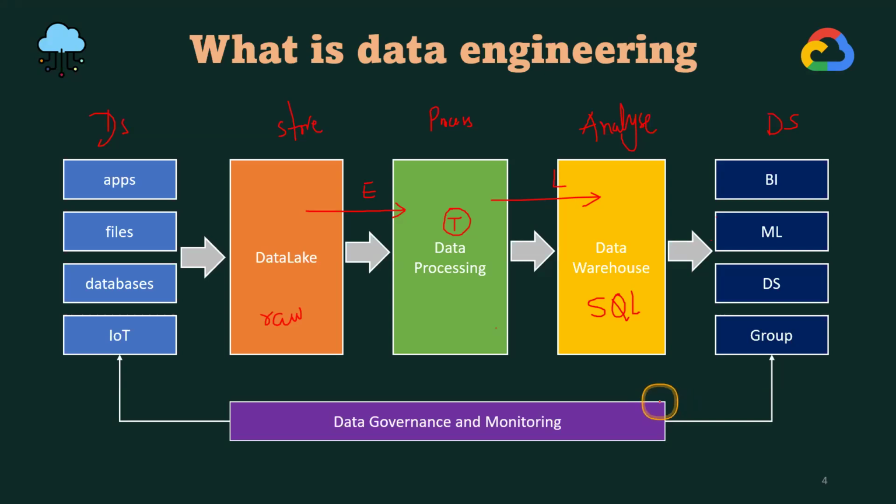In data engineering, you get data from multiple data sources. I have mentioned here applications, files, databases, and IoT. You may have multiple other data sources also. So you get the data from these, you store it in a single location, you process it, you analyze it, and you send the data to the downstream for reporting and dashboard creation, or for machine learning model creation, or because some data scientist wants to find a future trend, or some business manager wants to take a business decision on top of these reports. So this is what we call data engineering, everyone.